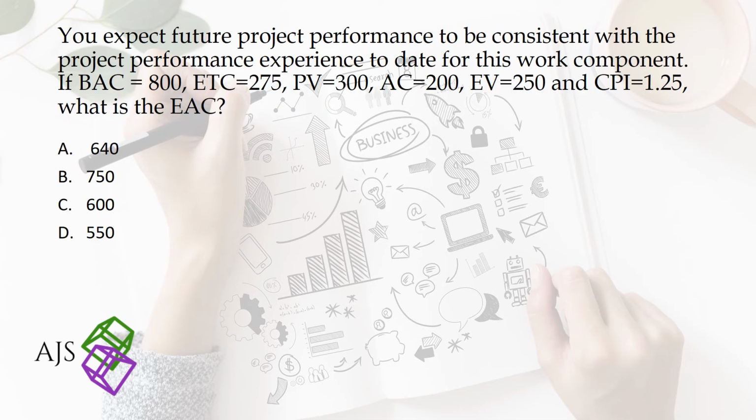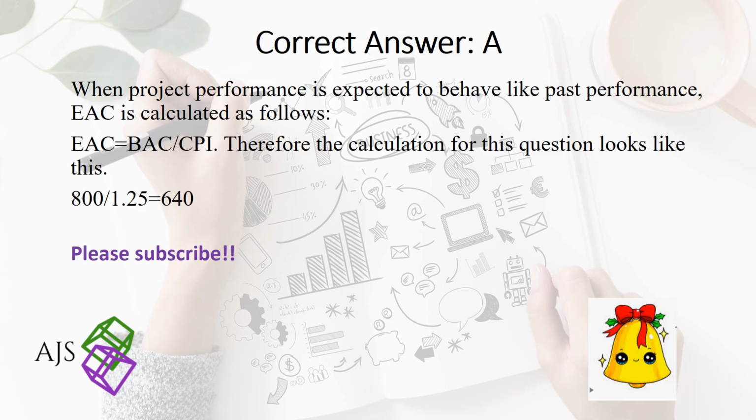You expect future project performance to be consistent with the project performance experienced to date for this work component. If BAC is equal to 800, ETC is equal to 275, PV is equal to 300, AC is equal to 200, EV is equal to 250 and CPI is equal to 1.25. What is EAC? A 640, B 750, C 600 or D 550? And the correct answer is A.